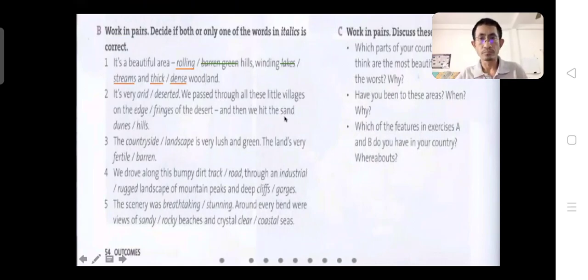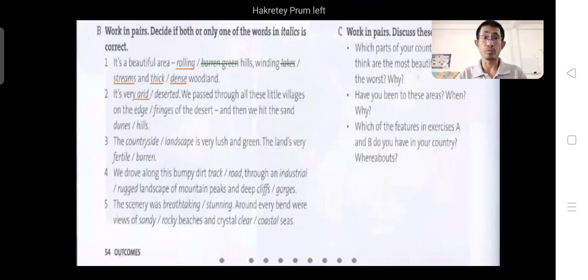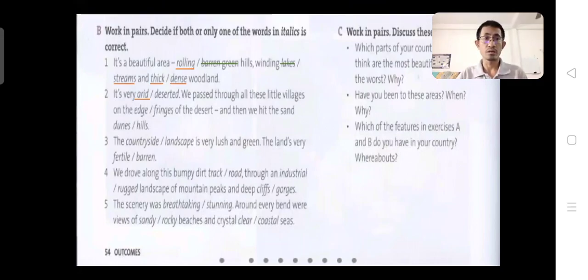After we label the picture, so now let's take a look at Section B, work in pairs, design if both or only one. It's a beautiful area, rolling hills, winding stream, and thick, dense woodland.